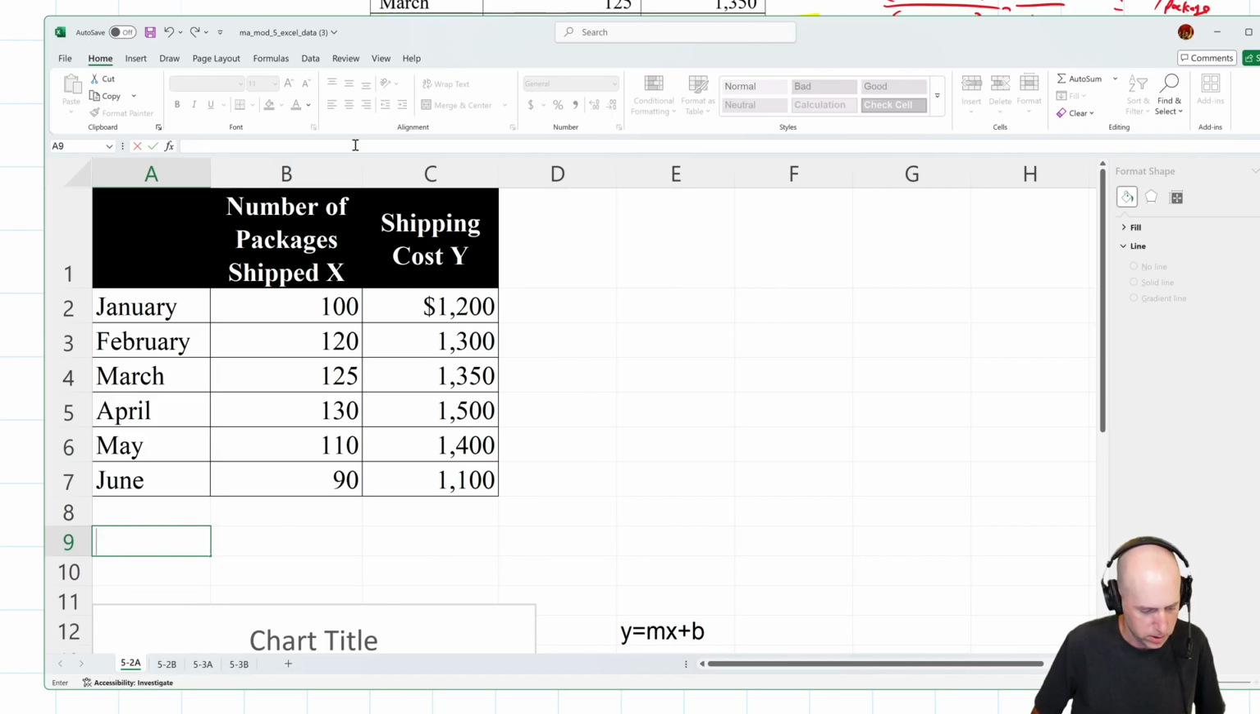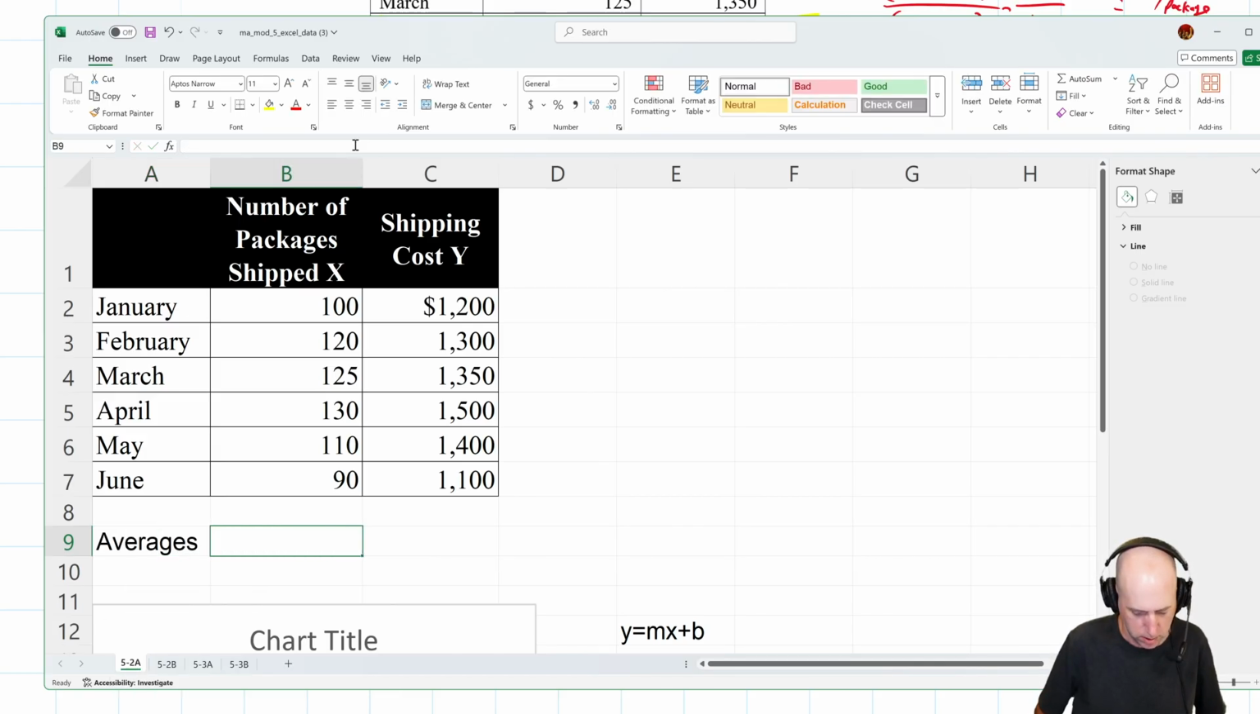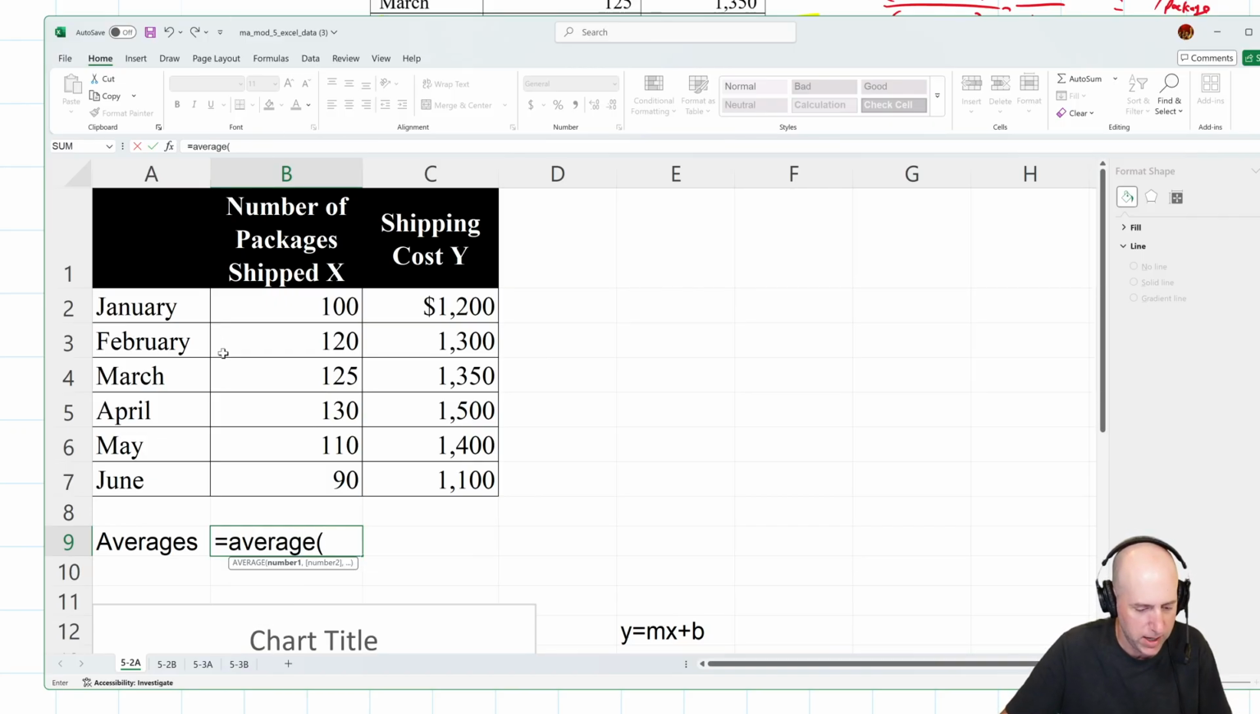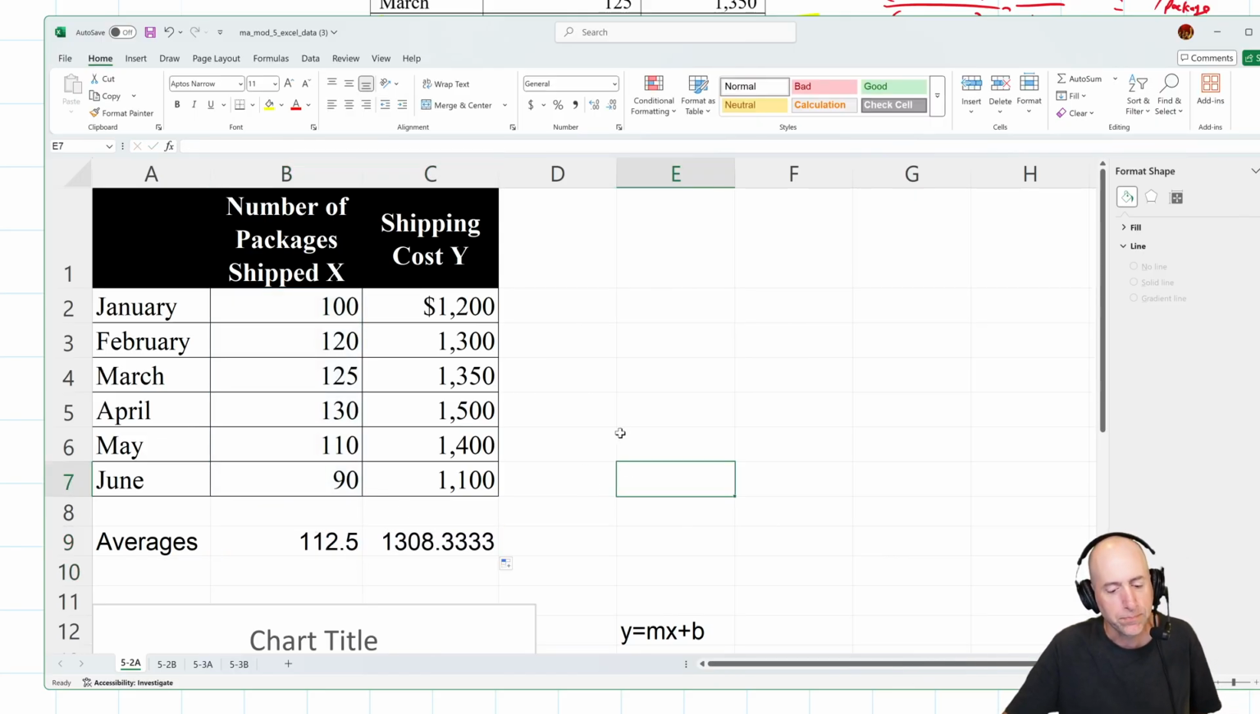So, averages. And to do it in Excel, I take an average. Now, again, if I had to do this by hand, I could do an average. You add the six numbers up, you divide by six, you would get that number. But Excel makes it quicker.